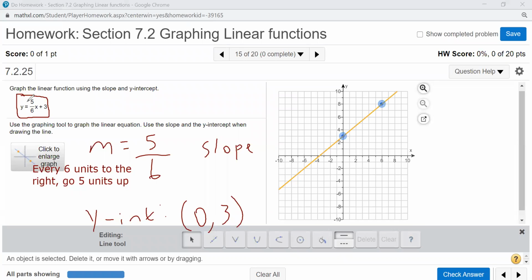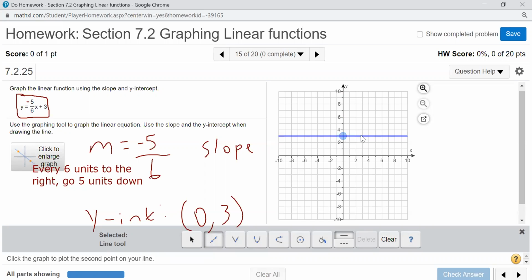If this was negative 5/6 x plus 3, we're still going to go from left to right. But for every 6 units I go to the right, how many units am I going to go up or down? Now you're going down. My y-intercept is still going to be (0, 3). So now when I'm graphing this, let's just redo it. I start at (0, 3). And now every 1, 2, 3, 4, 5, 6 units I go to the right, now I go 5 units down.